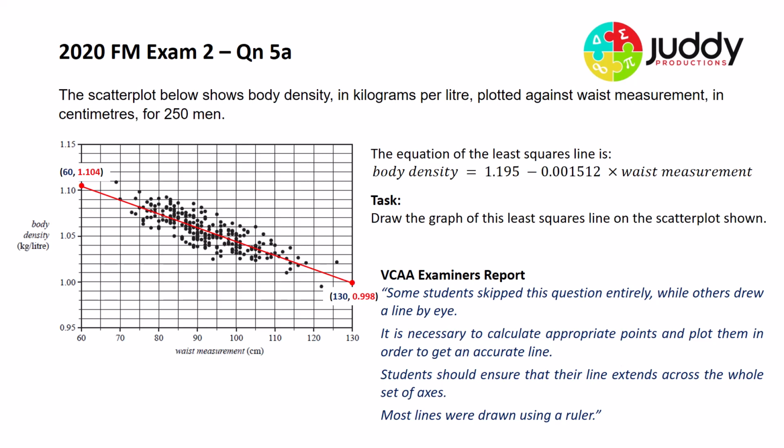It is necessary to calculate appropriate points and to plot them in order to get an accurate line. Students should ensure that their line extends across the whole set of axes. That's worthwhile. So they're saying we should start on this minimum for our first coordinate and go all the way down to our maximum on the right-hand side coordinate. And most lines were drawn using a ruler. Again, a lot of students simply didn't attempt this question or alternatively made up an answer.